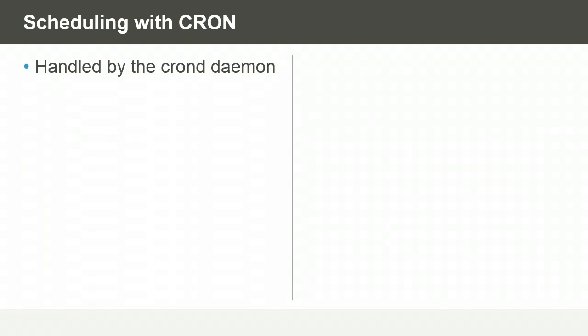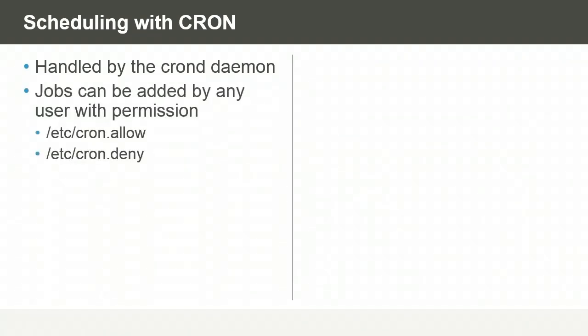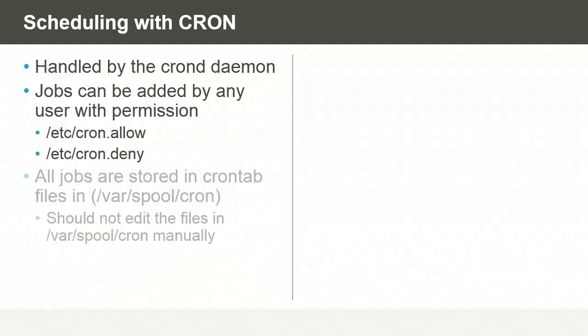Cron is handled by the crond daemon. Jobs can be added by any user that has permissions. In /etc, we have both a cron.allow and cron.deny file that can be created. Inside each of these text files, we would have one username per line. So if the cron.allow file exists, then the cron.deny file doesn't even get checked. However, if the cron.allow file isn't there, then users listed in cron.deny cannot use cron. So either you have a list of who's allowed to use cron or who is not.